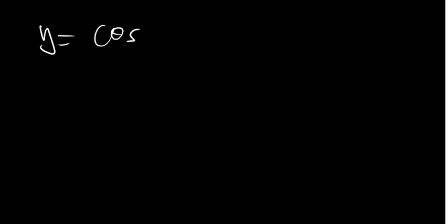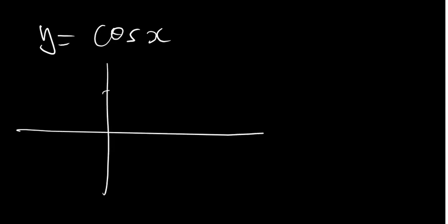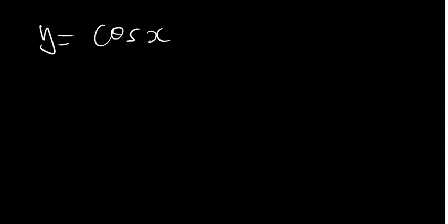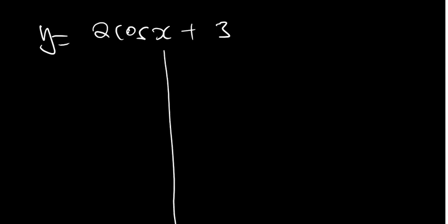Do you know that the graph for cos x will go like this, then like this? You know that, right? Let's just change a bit. Let's say y is equal to 2 cos x plus 3. What does it mean? It's going to shift 3 units up. So the y intercept is now this one, which is the vertical shift.